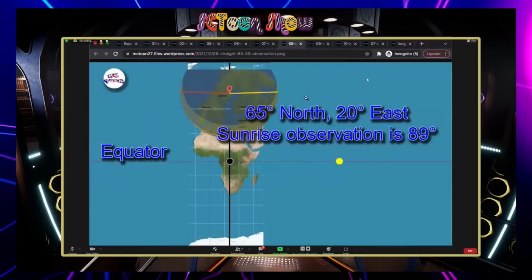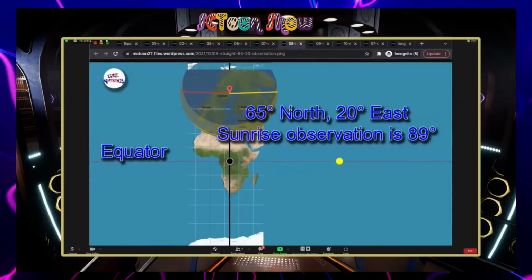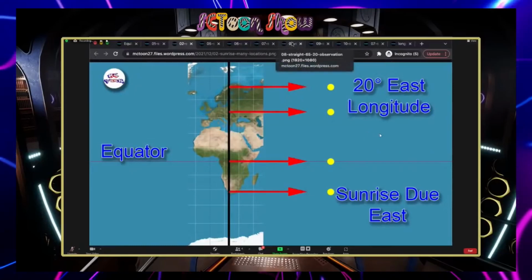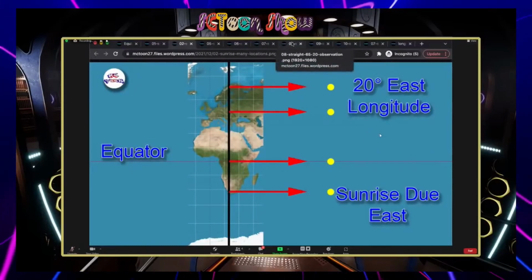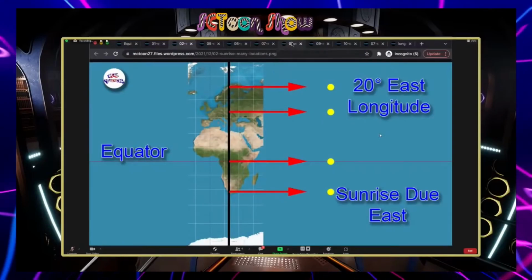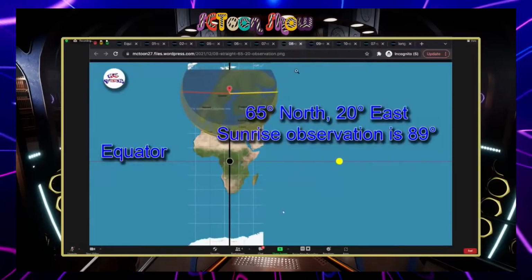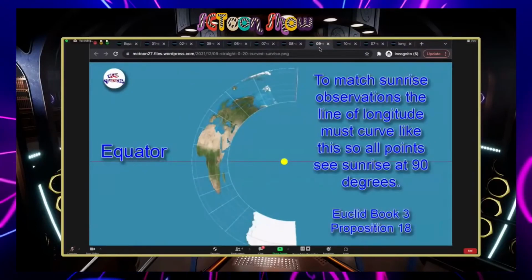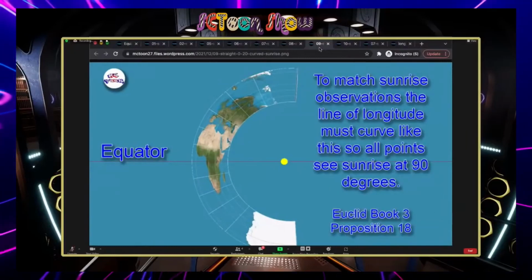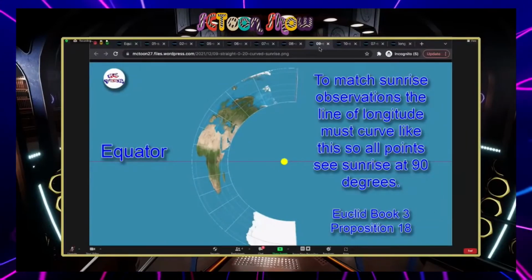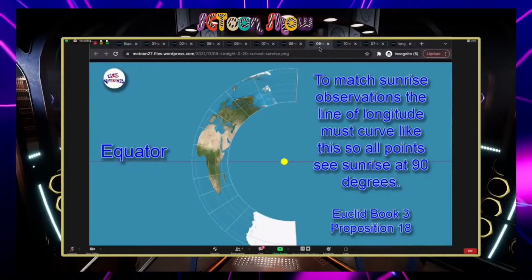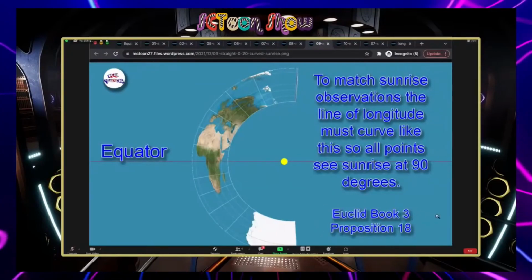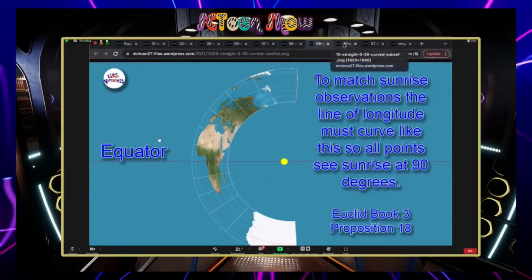So the problem is that that's not pointing to the same spot. You can't have multiple suns. There's just one sun, unless there's some explanation for it, but it doesn't seem to work. Anyway, it points to the wrong spot. So what do we do? Well, we have to curve the entire line of longitude so that everybody on the line of longitude simultaneously can look due east and see the one sun at the moment of sunrise. And in order for that to happen, the geometric proof there is Euclid's Book 3, Proposition 18, if you want to reference that.